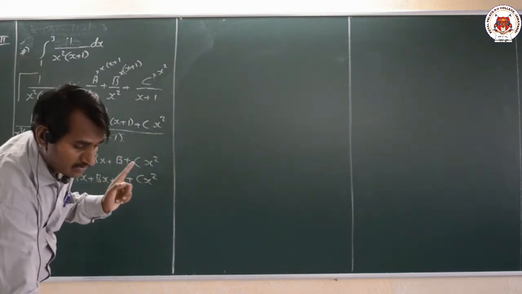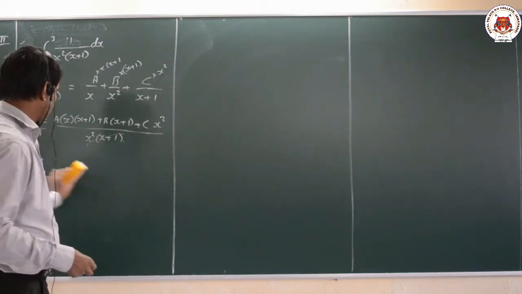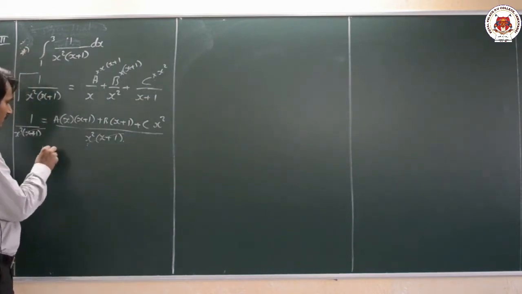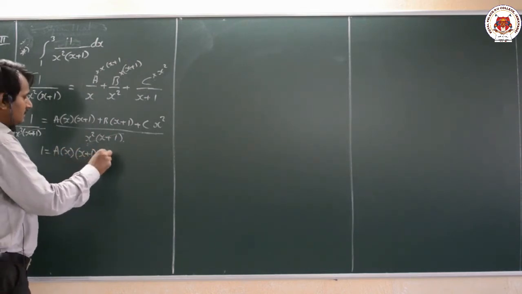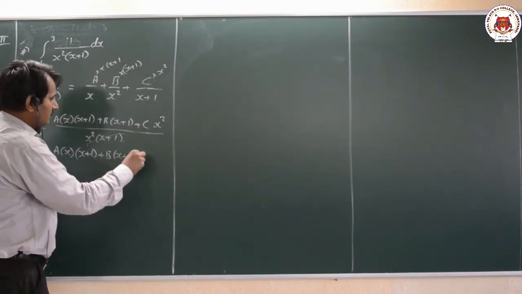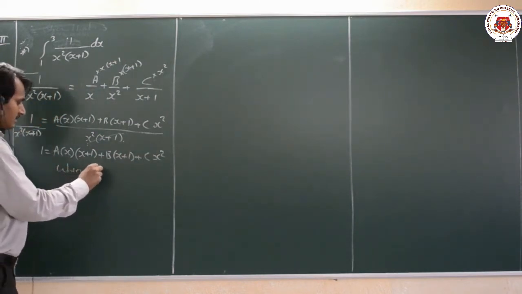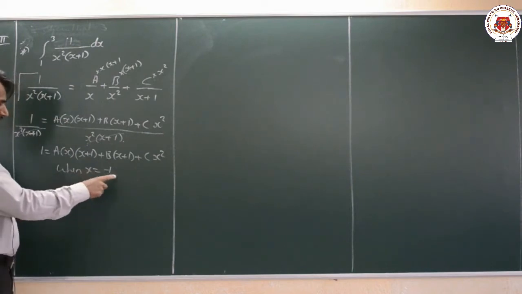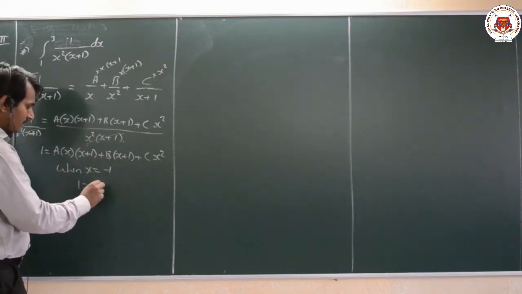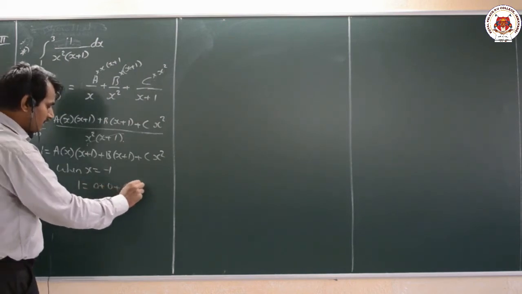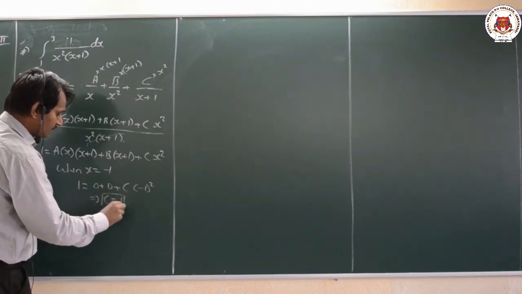Okay, that manner also I can do. Here, at x equal to 1 is equal to a into x plus 1 plus b into x plus 1 plus c into x square. That is, when x is equal to minus 1, a becomes 0, b becomes 0. So 1 equals 0 plus 0 plus c into minus 1 square, and the value will be c equal to 1, very simple.